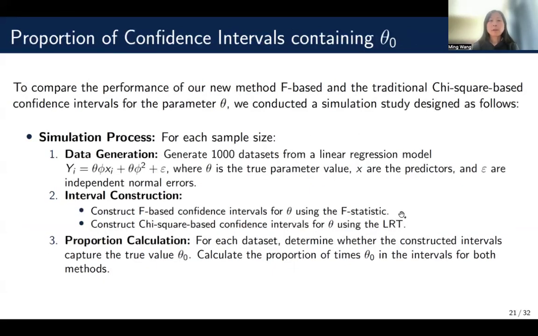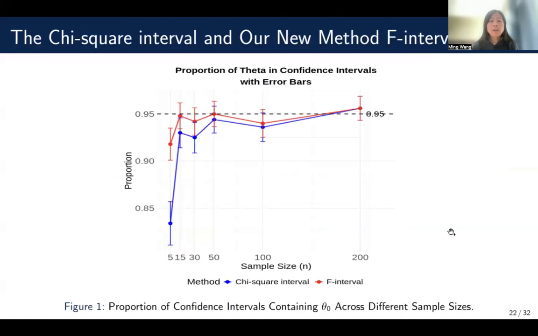To compare the performance of our new method with the traditional method, we conducted a simulation designed as follows. For each sample size, we generate data with the linear regression model, and then we construct the confidence intervals by both the new method and the traditional method. Then we calculate the proportion of times that little theta 0 is in the interval for both methods. Figure 1 shows the result.